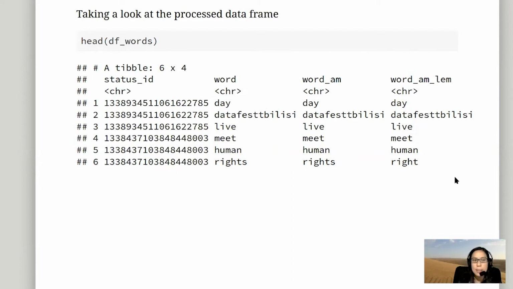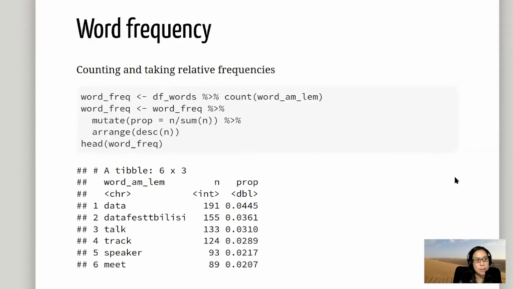So this is the kind of result that we get, a data frame with, of course, a lot more rows and one row per word per tweet. So now that we have cleaned our data, we can calculate the word frequency. So this is how we are counting and taking relative frequencies. We have our data frame that I just showed you, and we are using the function count to count the Americanized lemmatized words. And then we store this count in a data frame called word frequency.